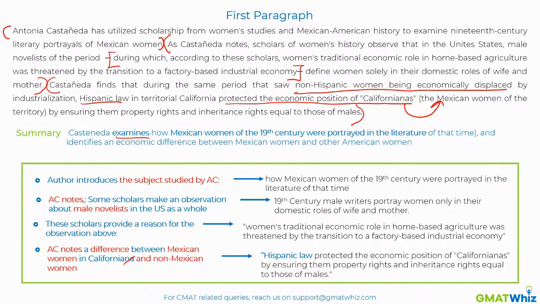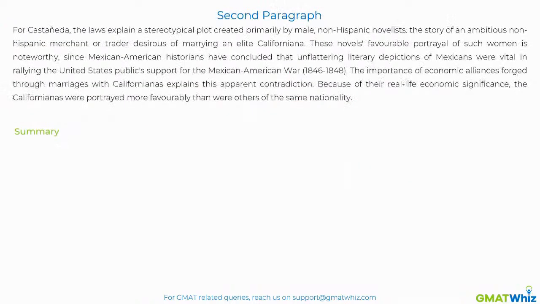So all in all, this para is summarizing Castaneda examining Mexican women of the 19th century, how they were portrayed in literature. How they were portrayed is not being stated in this paragraph, but this is telling us that Mexican women at that time were protected by law. The non-Mexican women weren't. So maybe the author is going to tell us about the portrayal in the next paragraph. All right, and then we move to the next paragraph.